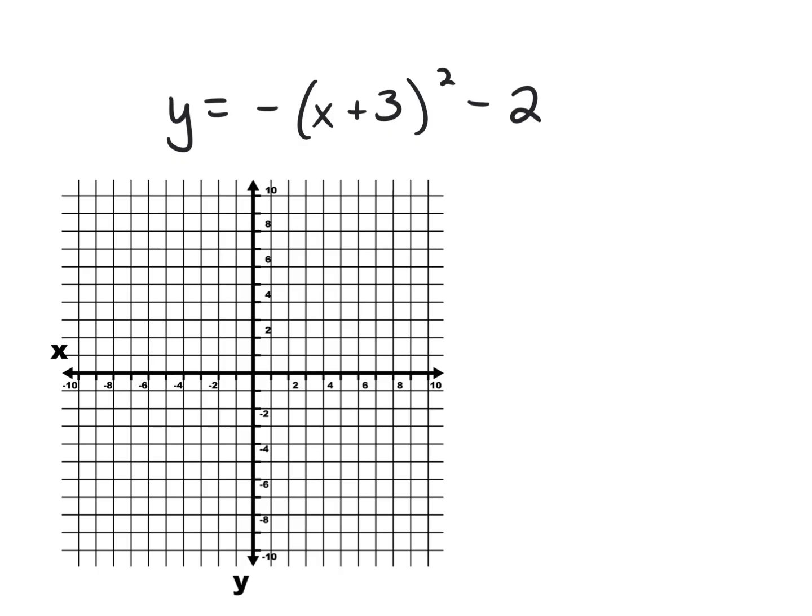With this problem, how many things are happening? 3. There are 3 different things happening. I want to look at this one first. What's this negative going to do? It's going to flip. Good. So we know it's going to be flipped upside down. What is this going to do? It is going to go left 3. What about the minus 2? We're going to go down 2.